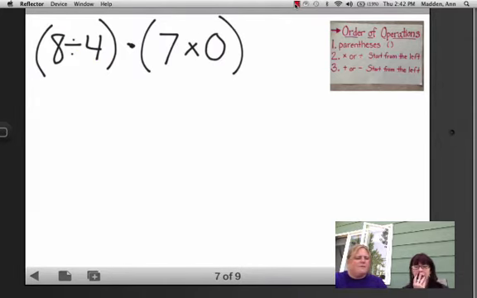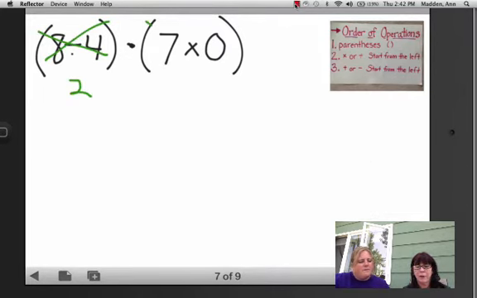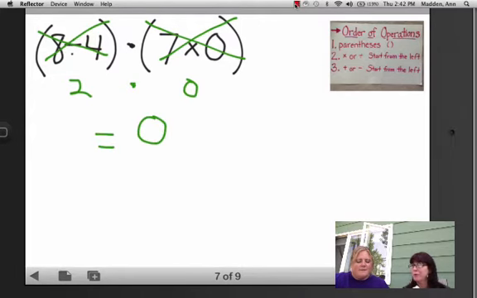Next one. Again, you're going to start from the beginning. I do have parentheses. I have 2 sets. I'm going to do the first one. 8 divided by 4 is 2. 7 times 0 is 0. Remember, this dot is another way of writing multiplication. 2 times 0 equals 0. Property of 0.